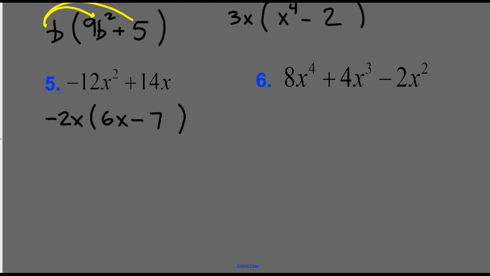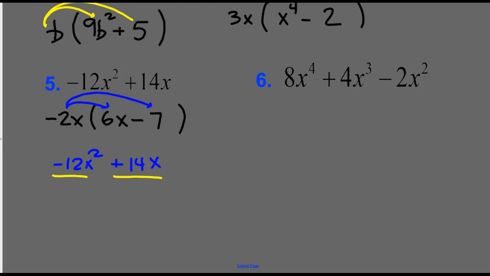How can you check it? Just distribute, right? If you want to check it, you can distribute. -2x times 6x is -12x squared, and -2x times -7 is plus 14x. Is that what I had to begin with? Yes, it is. So then I can verify that what I did is correct.